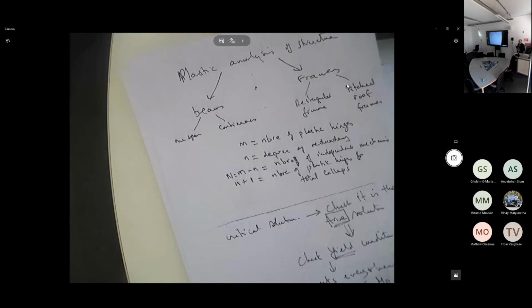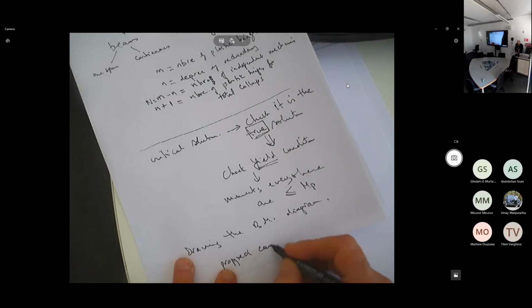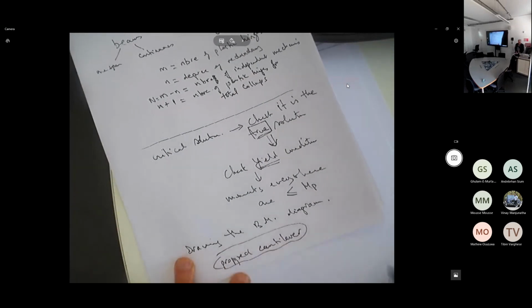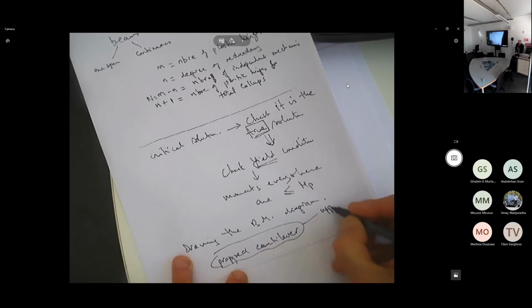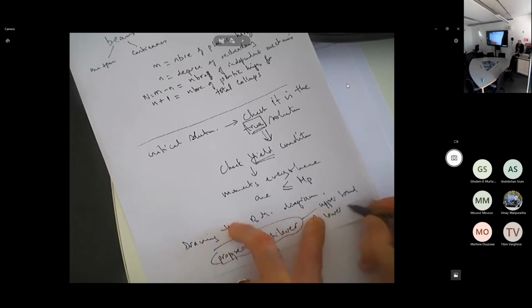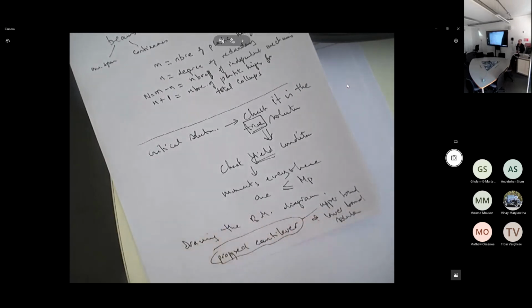So if you want to know about lower bound and upper bound solutions, what I suggest is you look at the example that we did of the propped cantilever. The propped cantilever example is a good one for the upper bound and lower bound solutions, and you get a range for that. So yes, sorry, you need to revise that, obviously.